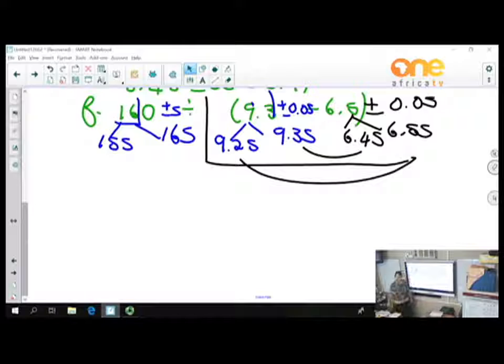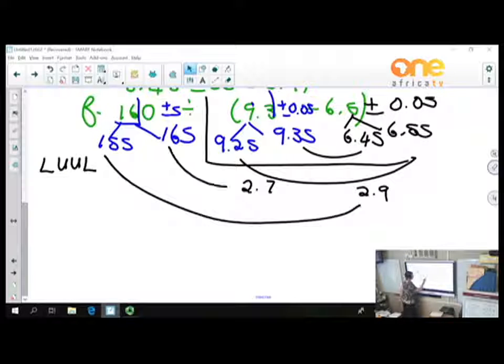We first need to get those two answers before we can go on. Can you see? You can't just do the sum, you have to do it step by step here. What is this then? Lower, lower, upper, upper, lower. Yes? 2.7 and 2.9. Okay. Now I go back to this one. It's still lower, upper, upper, lower, which means this one and this one.